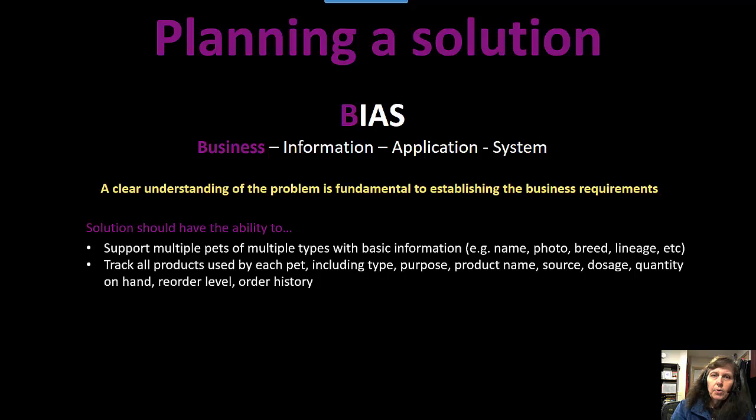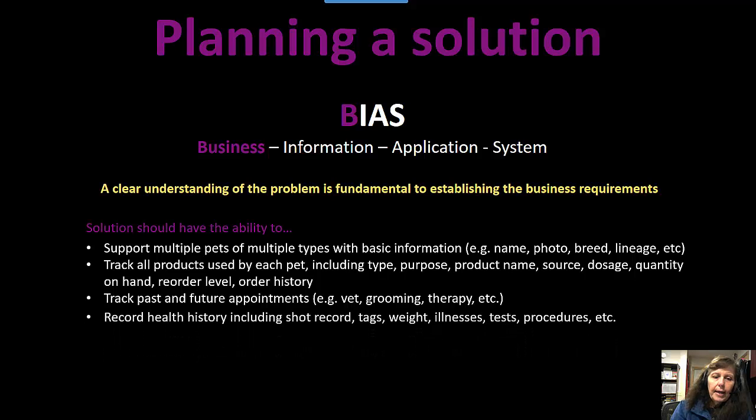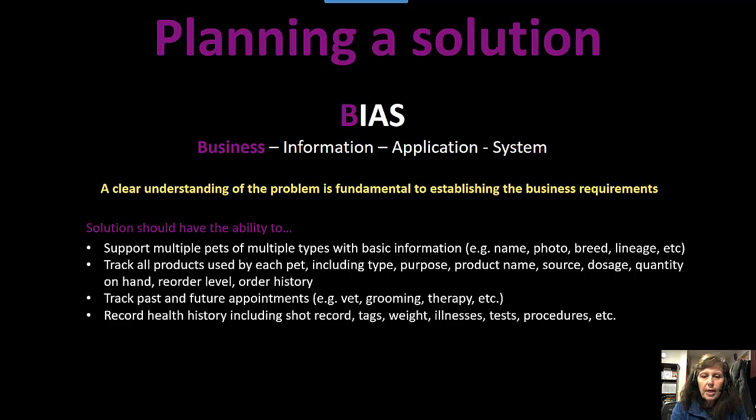Those are all valuable things to keep track of, especially the more pets you have and the more products you're dealing with, the more important that becomes. Tracking past and future appointments. When do they go to the vet next? When is their next grooming appointment? Do they have any kind of therapy that they need to go to? All of those are important. And recording the health history, the shot record, what tags, did they issue a rabies tag, if that's required for your type of pet, weight, whatever, illnesses, tests, procedures. Ours have quite an extensive record with tests and procedures and surgeries.